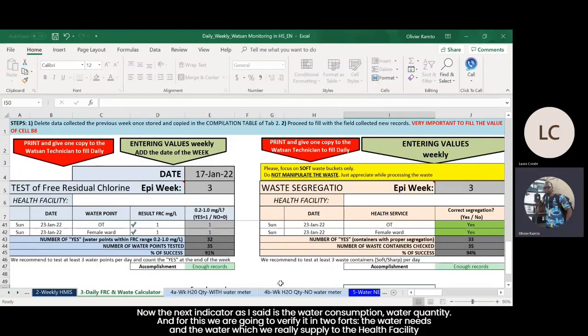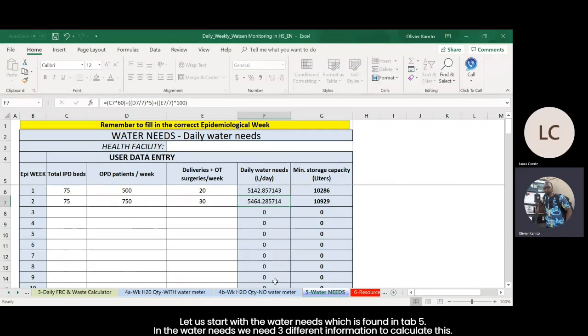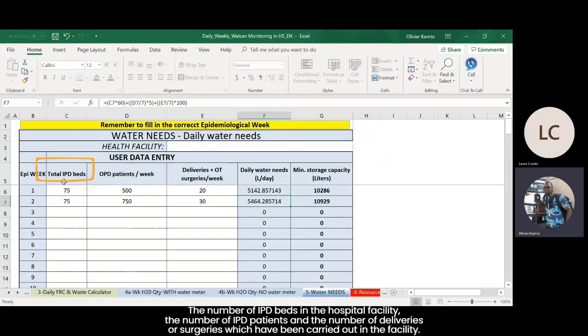The next indicator, as I said, was the water consumption, water quantity, and for the water quantity, we are going to verify this also in two folds: the water needs and the water which we really supply to the health facility. Let us start with the water needs, which is found in tab 5 here. In the water needs, we need three different pieces of information to help us calculate this: the number of IPD beds in the health facility, the number of OPD patients, and the number of deliveries or surgeries which have been carried out in the facility.